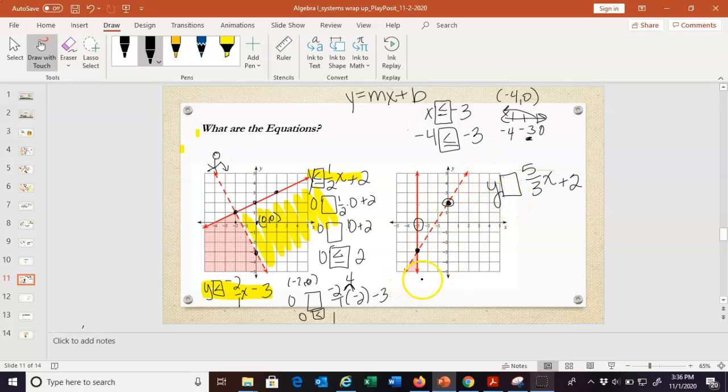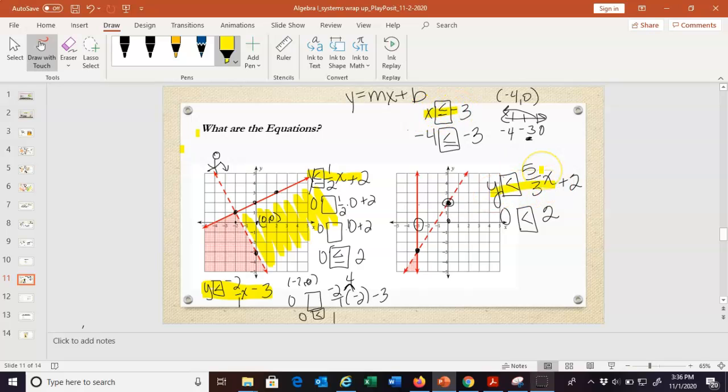Now the shading happens here to the right of the line. So any point we choose over here should make it true. I'm going to pick 0, 0. So let's see what happens. If we plug in 0 here, that goes away, right? And we'll just have 2. So what would make this true? Remember, we picked a point that should make it true. 0 is less than 2, right? And there's no line because it's dotted. So this is going to be less than. So there's our two inequalities.